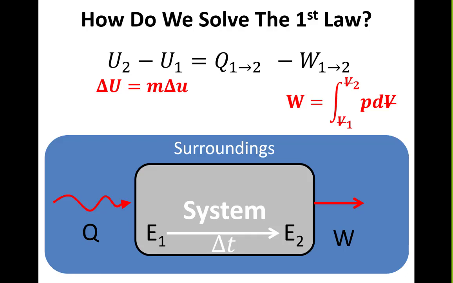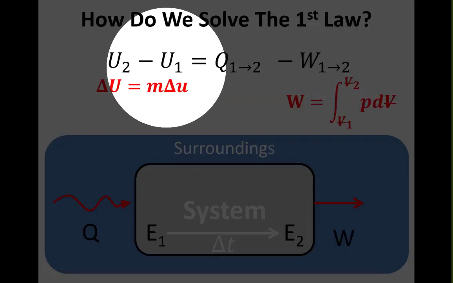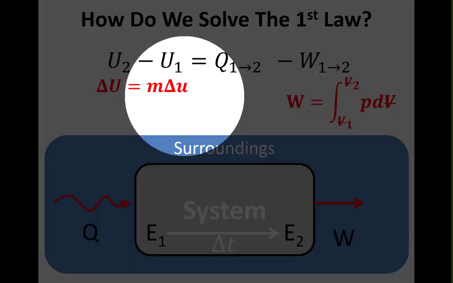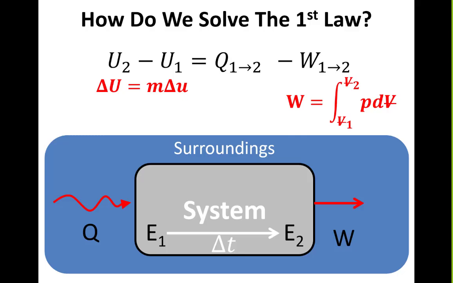We have this convention in thermodynamics where capital letters are extensive properties that are related to the mass, and lowercase letters are intensive properties that are unrelated to the mass. An example of this is density. It doesn't matter how much water you put inside of a swimming pool, the density will remain constant. But as you put more and more water into the swimming pool, the volume will change.